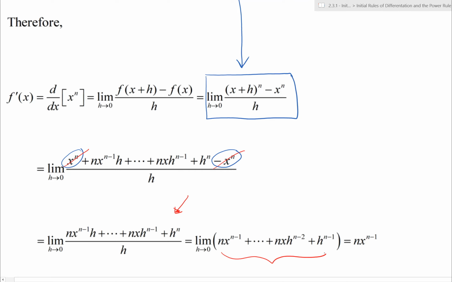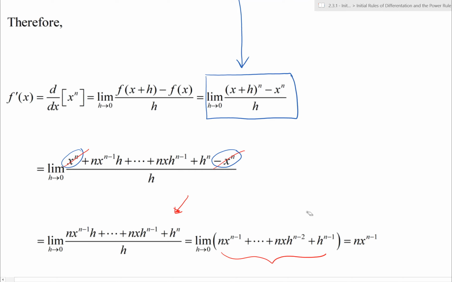Notice the very first term is going to be n x to the n minus 1 since those h's canceled like so. And then all the rest of the terms have at least another power of h left over. And so they all get reduced by 1 power. That's why we see these last two terms written out right there.